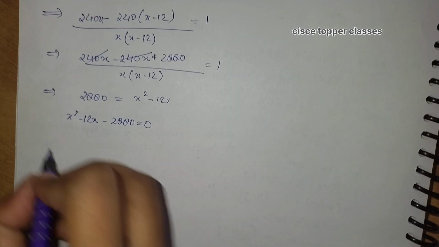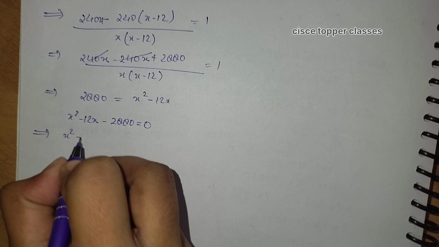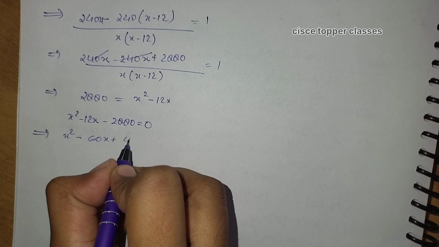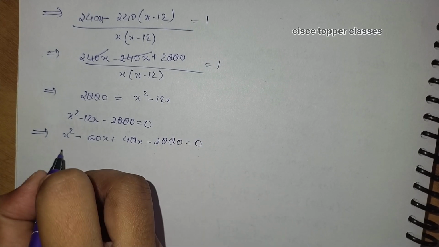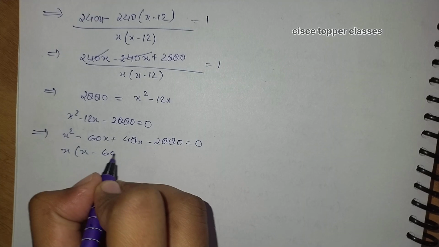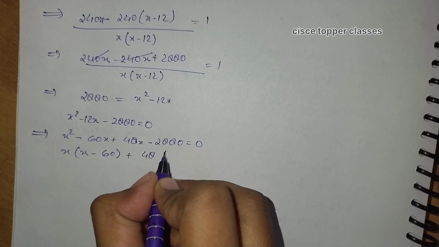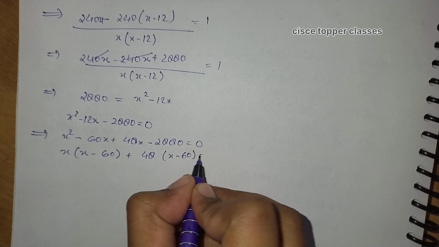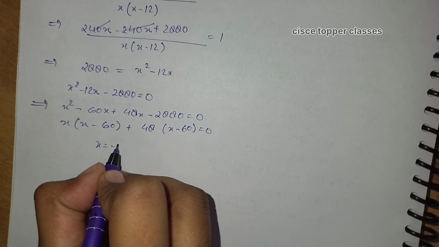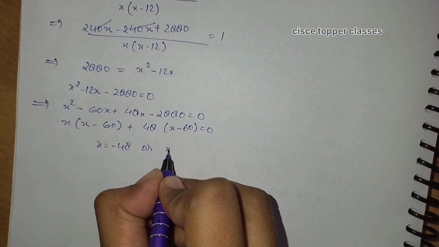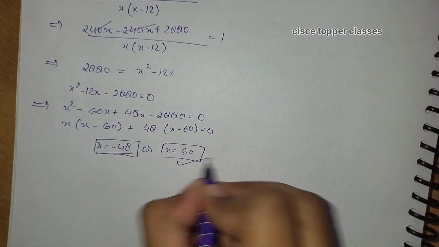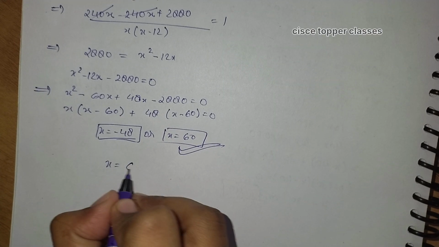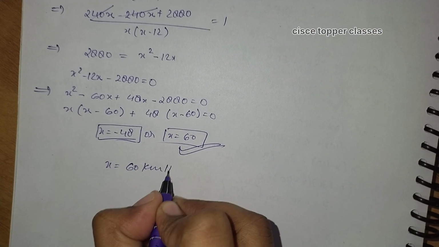We will solve it by factorization method as x square minus 60x plus 48x minus 2880 equal to 0. So taking x as common, it will become x minus 60 plus 48 as common, again x minus 60 equal to 0. So x is equal to minus 48 or x is equal to 60. This is not possible because it is a negative value. Hence, we will take x is equal to 60 kilometer per hour as the speed of the express train.